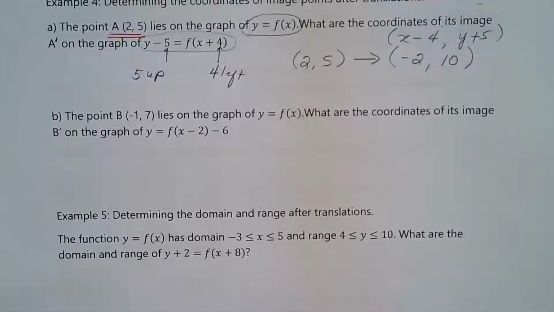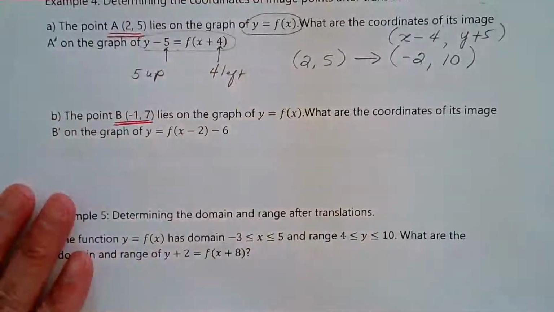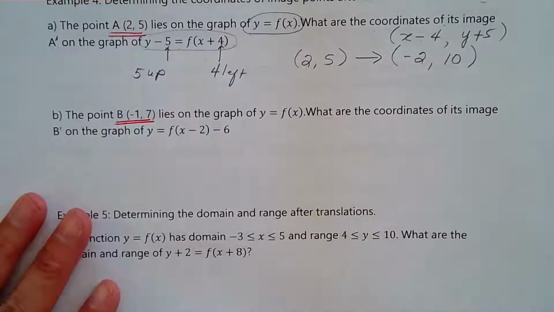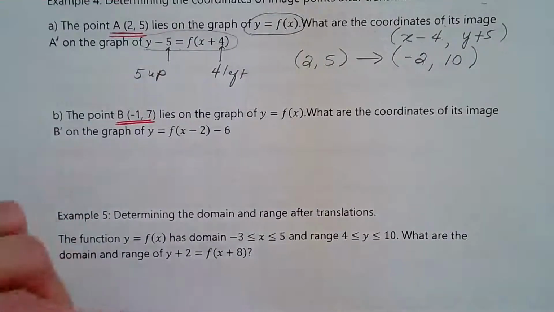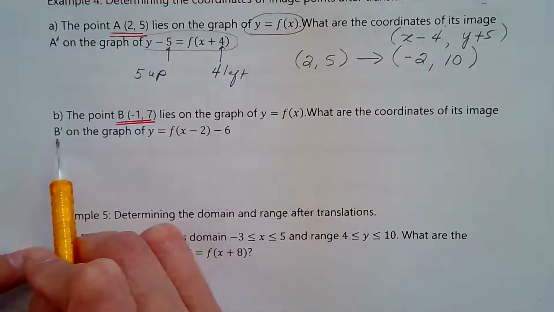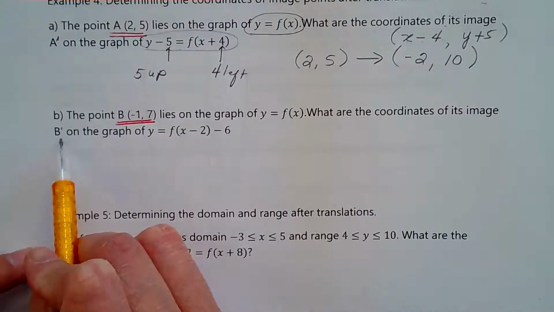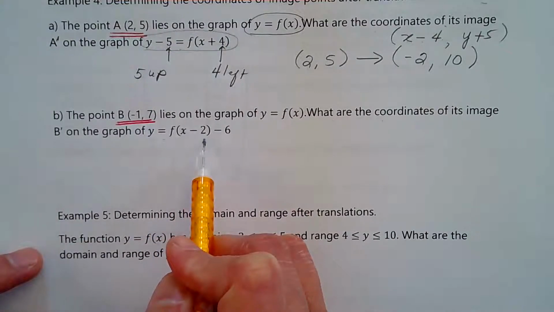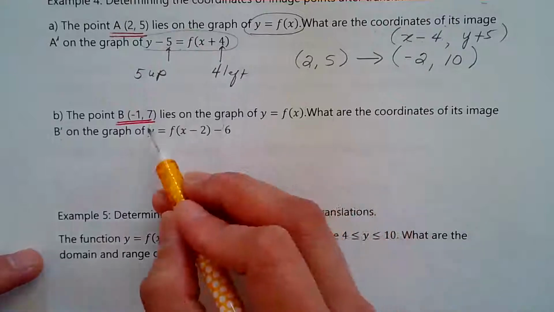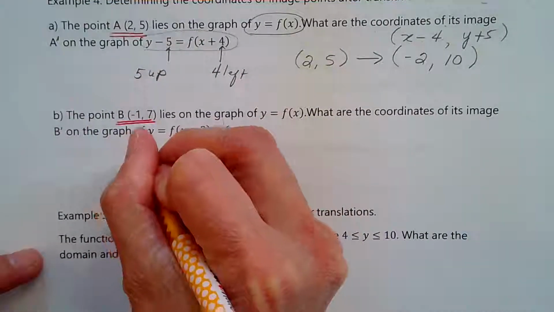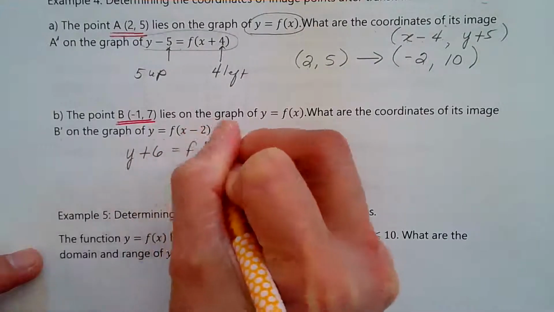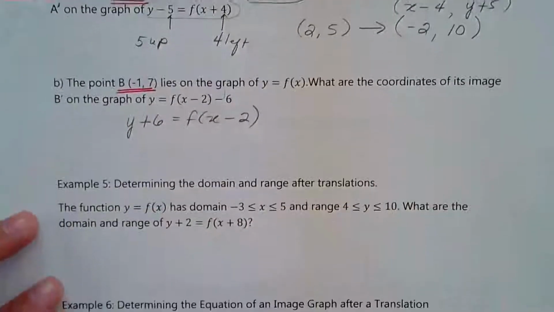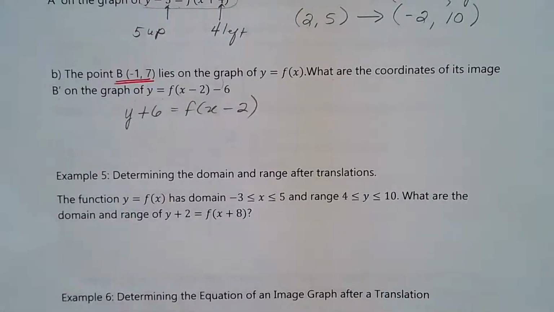Let's take a look at letter B. The point B is at negative 1, 7, and lies on the graph y equals f of x. We don't know what f of x is, but this point happens to be on that particular function. What are the coordinates of its image, B prime, on the graph where y equals f of x minus 2, minus 6? If we put the negative 6 to the other side, that becomes y plus 6 equals f of x minus 2. So from here, what's the transformation?